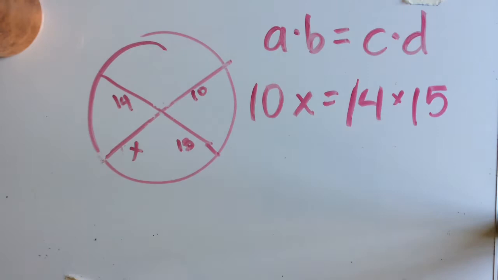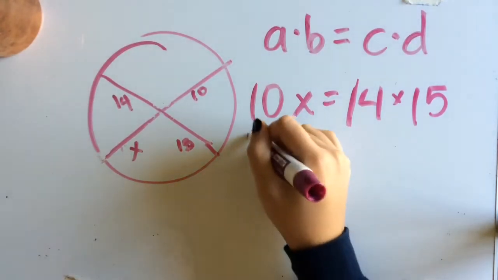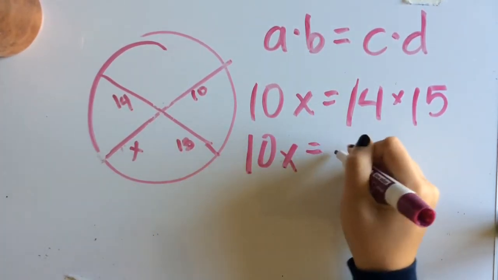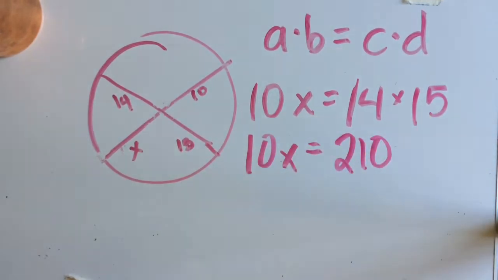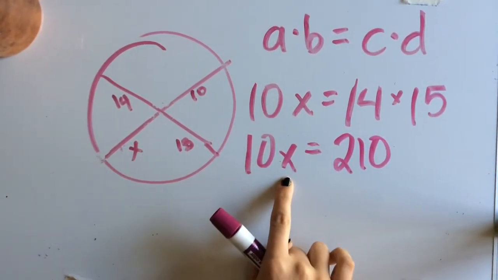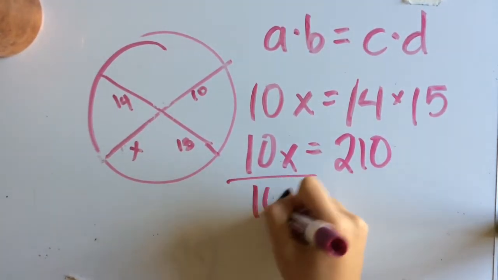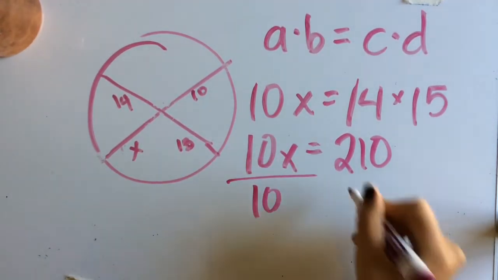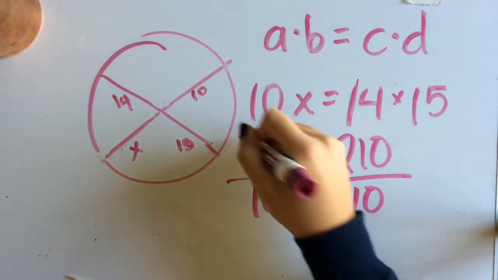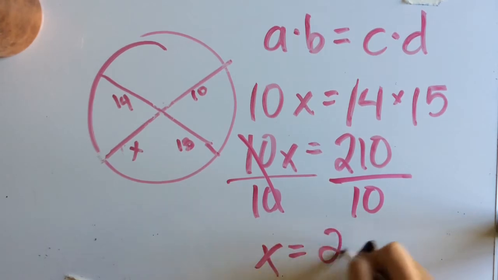All right, if I multiply 14 times 15, I get 210. And now I want to get x alone on that side to solve for it. Since they're being multiplied, I do the opposite. I'm going to divide by 10 on both sides, and I get x equals 21. Easy. That's our first example.